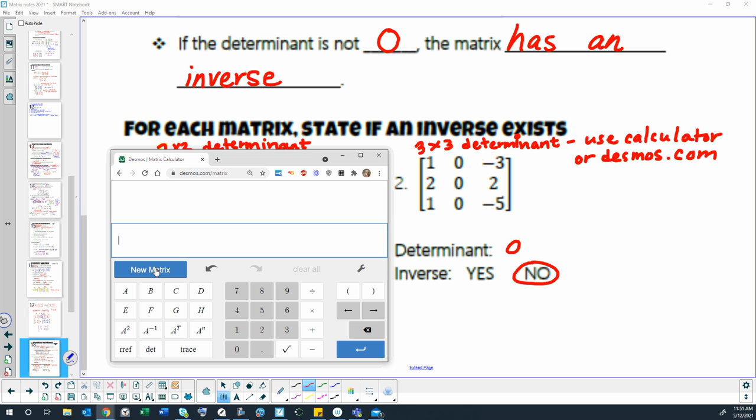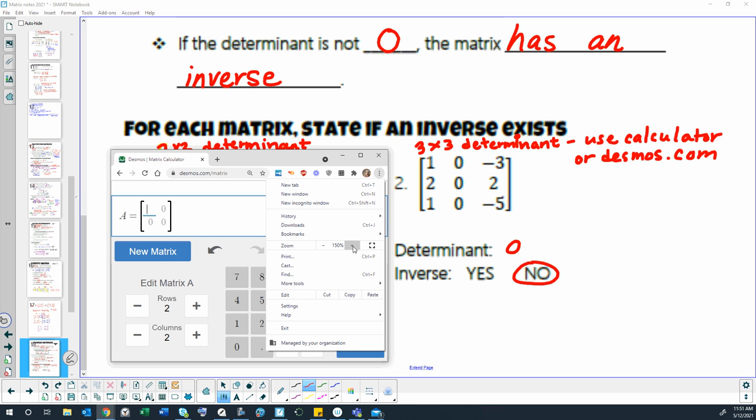You don't have to use Desmos, but you can. You could use another type of calculator like the TI Inspires in our classroom, or the TI 84 Plus calculator emulator that can be found on your Chromebook. So I'm going to click on New Matrix. Notice how when I click on New Matrix, I get a 2x2 matrix. Is that what I want? Is a 2x2 matrix?